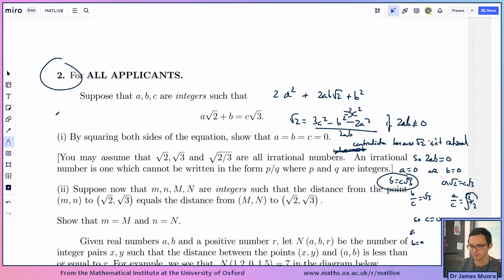I can assume that root 2 over 3 is irrational. Someone in chat says I can only assume that root 2 over 3 is irrational, but I've been told that they're all irrational right here. I may assume that all of them are irrational numbers.